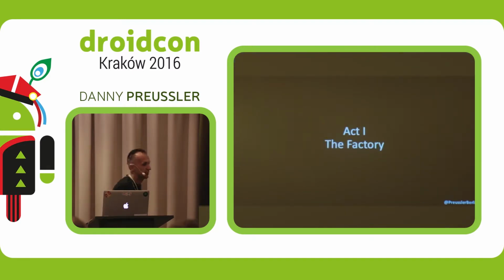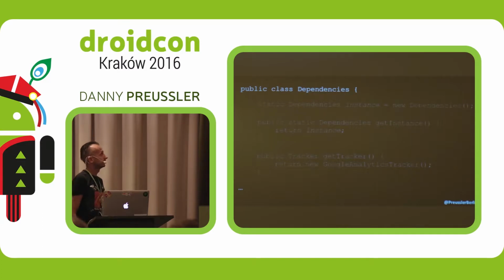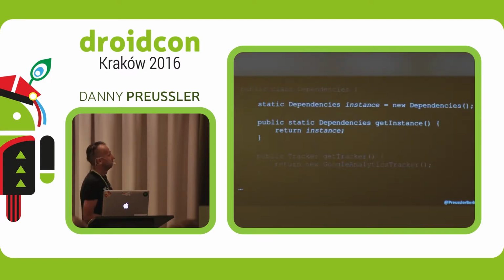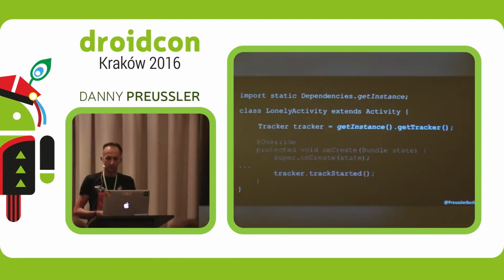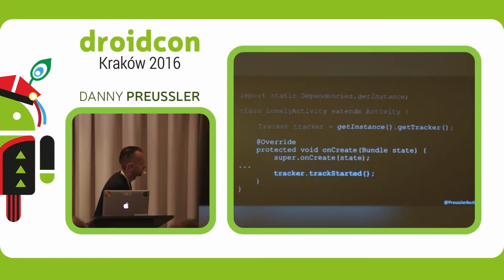The simplest approach is to start with a factory. We would write something like this: call the class Dependencies, make it a singleton, and then provide one method. Actually, if you have worked with Dagger, it looks kind of similar, right? One method that provides you with an implementation of a tracker. How would we use this? We would call Dependencies.getInstance().getTracker(). The usage is the same as before, so we just changed the first part.